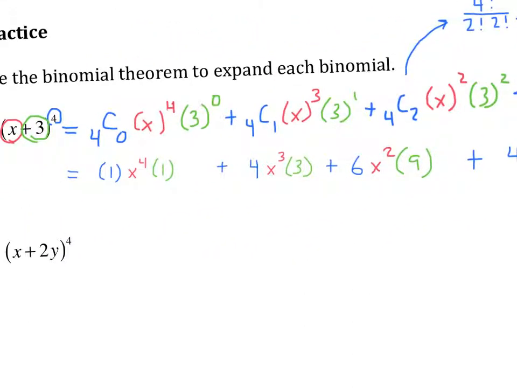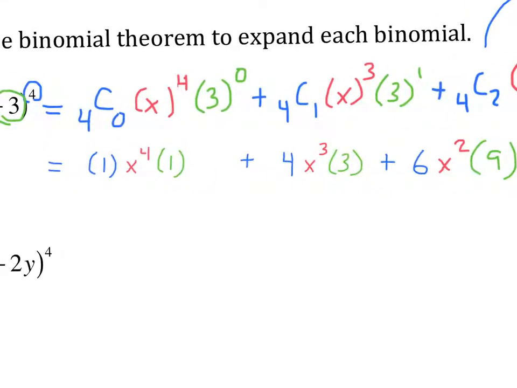And our last step is to make it purdy. First term is simply x to the 4th. What? Because the 1 times the 1 drops out. Why? Because 1 times 1 is 1. 3 times 4, 4 times 3 is 12. So now I say 12x to the 3rd.